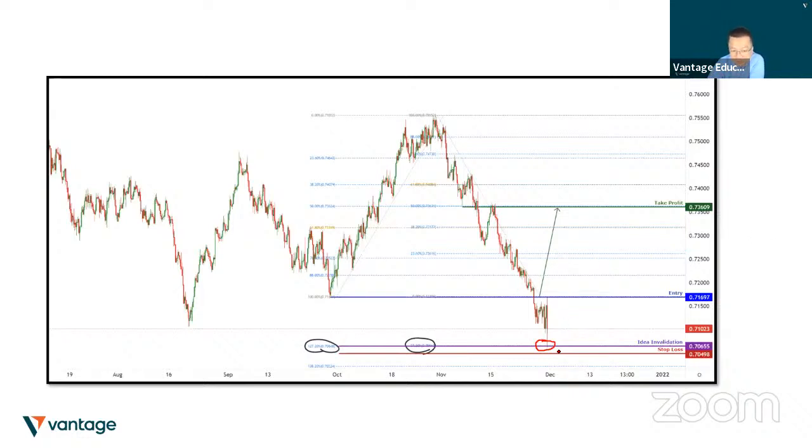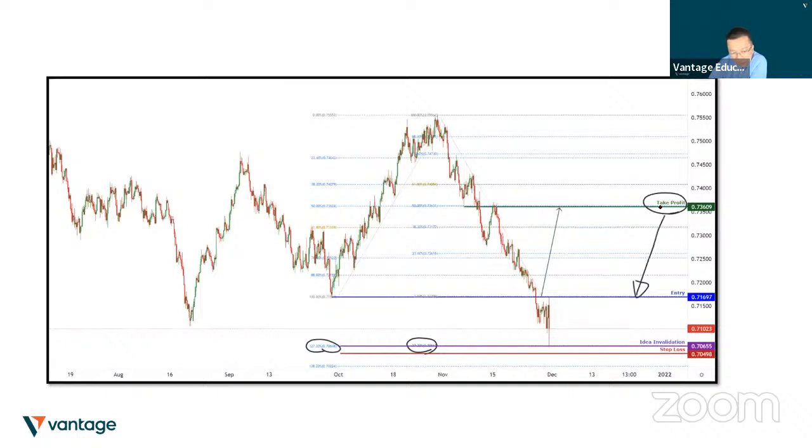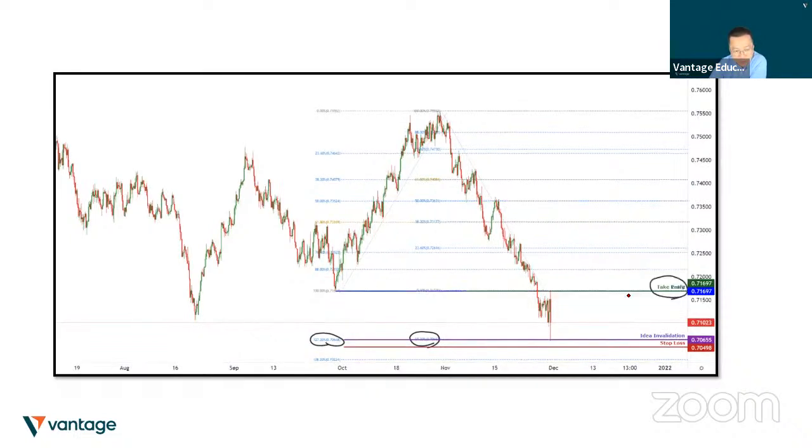Worst case scenario, it does drop that little bit more. You can see it's 7065 and 7049. So it's about 15 pips away, not very far. At that point, it's hit your idea invalidation. Then you would say, okay, let's try to make the best out of this bad scenario. Your take profit will be dragged down towards the entry point. Okay. Drags down to your entry point.